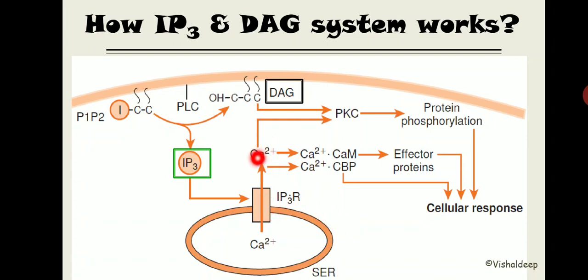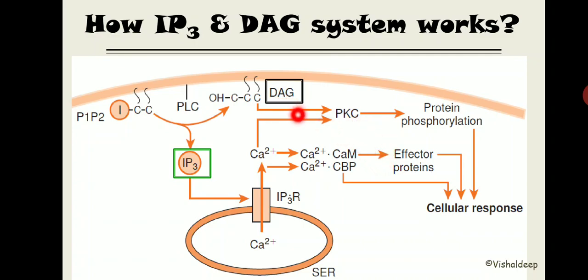Now calcium is present inside the cytoplasm. This calcium will combine with CAM, that is calmodulin. Once the calcium is combined with the calmodulin, it makes a calcium calmodulin complex and activates the CAM kinase enzyme, the calmodulin activated enzyme, and causes phosphorylation of the protein. Same thing over here.